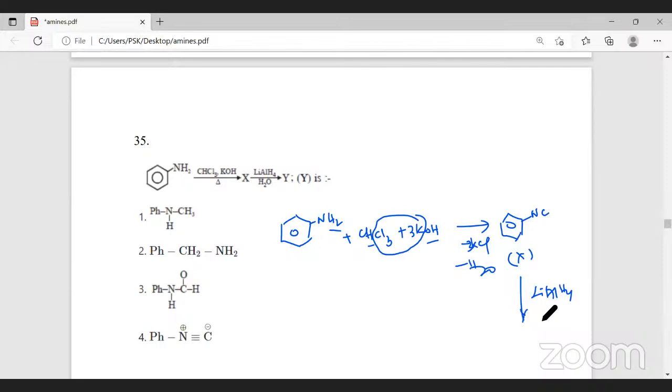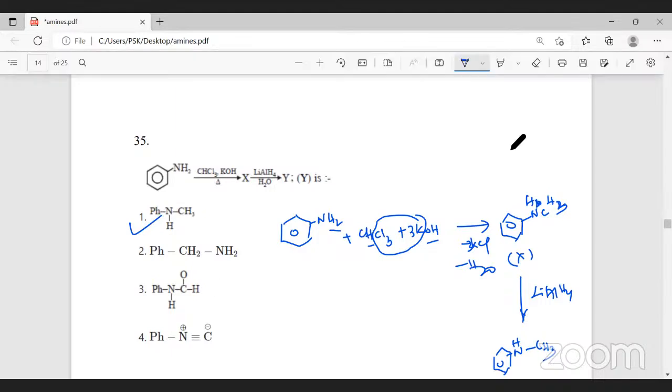This, when we reduce using lithium aluminum hydride followed by hydrolysis, 2 hydrogens attack nitrogen, 2 hydrogens attack carbon. So you get a benzene ring with 1 hydrogen here and 3 hydrogens here, CH3. So you get a secondary amine. The answer for this question is option 1. C6H5 is represented as Ph, the phenyl group. We will learn the next set, possibly a new chapter, in the next class. Thank you.